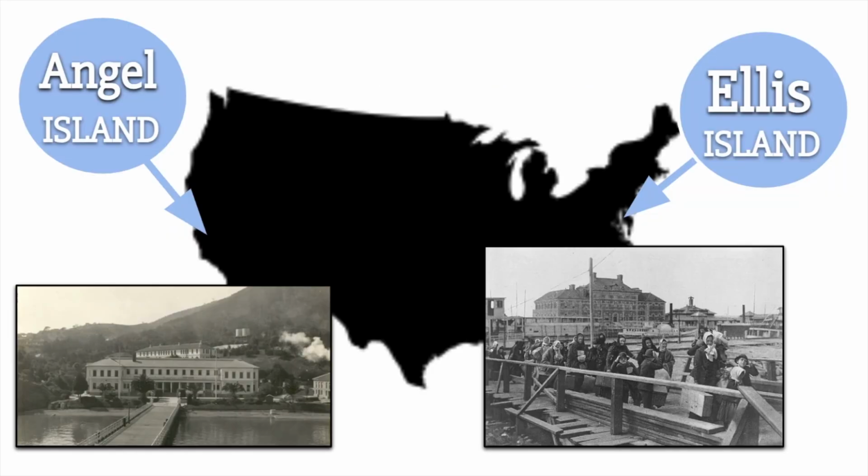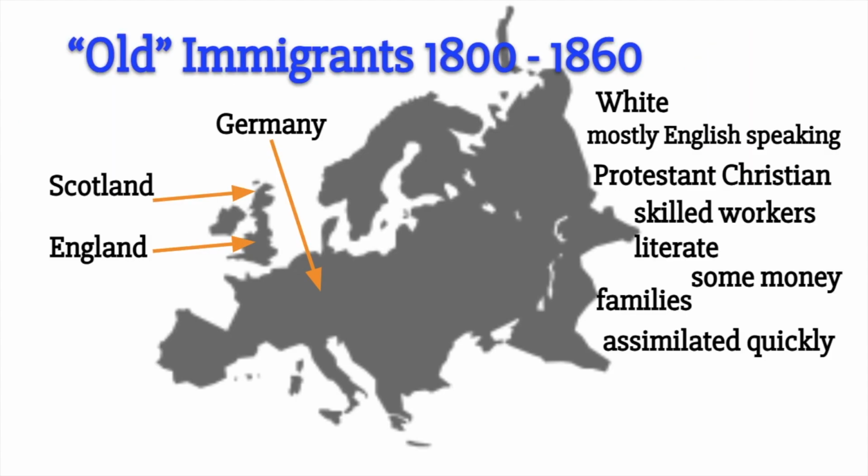The main ports of entry to the United States would have been Ellis Island on the East Coast and Angel Island on the West Coast. And in terms of immigration, America is going to go through certain waves of immigration. We're going to go back a little bit and talk about the quote-unquote old immigrants coming to the United States during the early 1800s, so pre-Civil War.